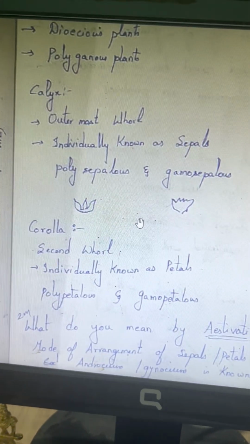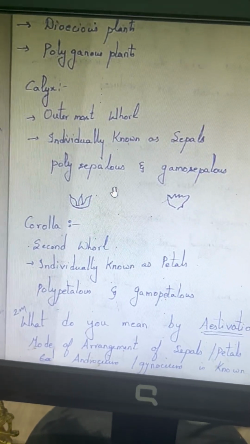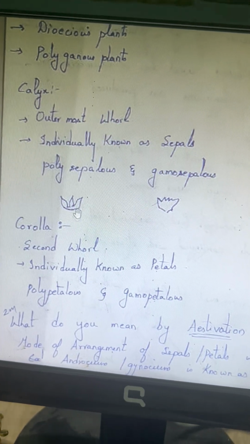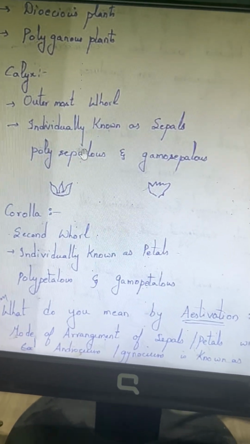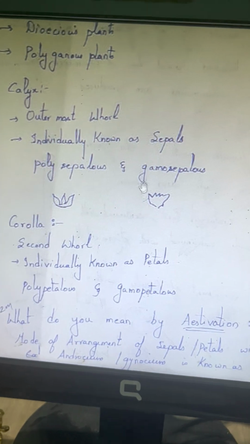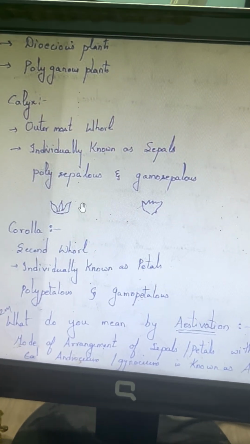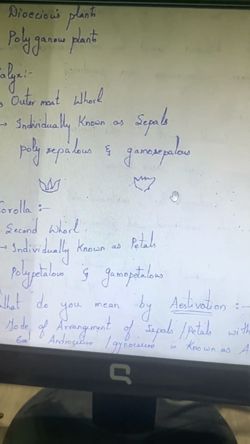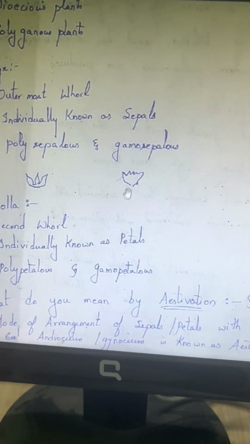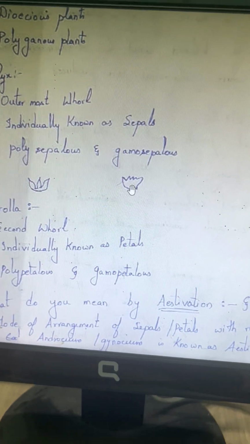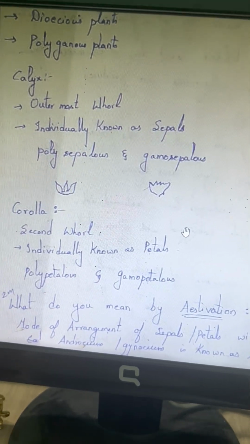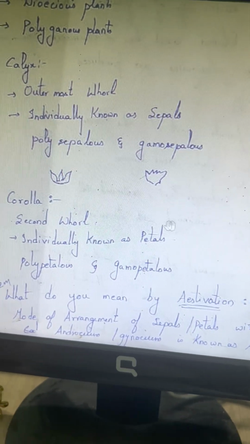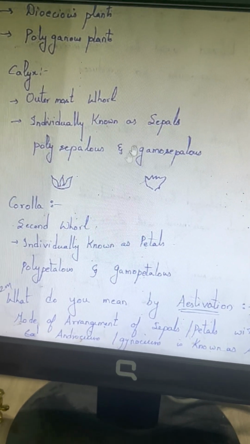Next, in that also we have two types, polysepalous and gamosepalous. When we have individual sepals, then it is known as polysepalous. When we have fused sepals, then it is known as gamosepalous. I'll show you some images also if possible, so you'll have easy determination of this. For example, hibiscus has this fused type of calyx, so it is gamosepalous.